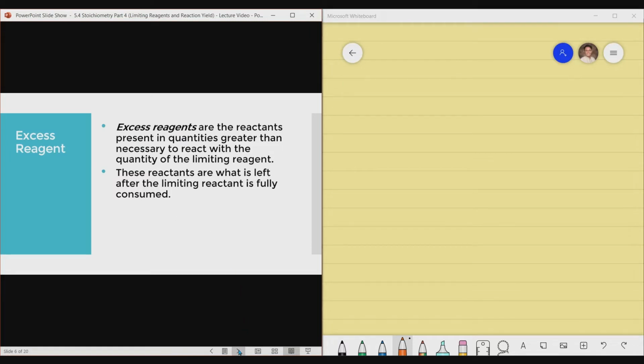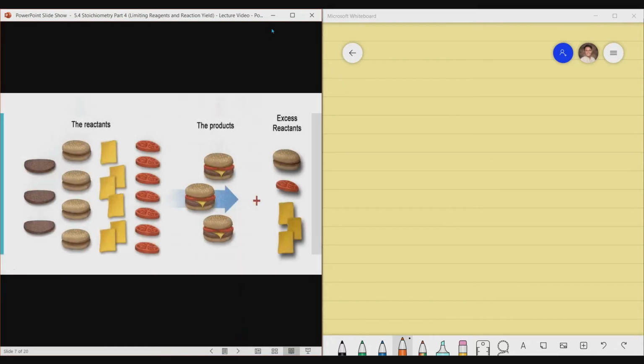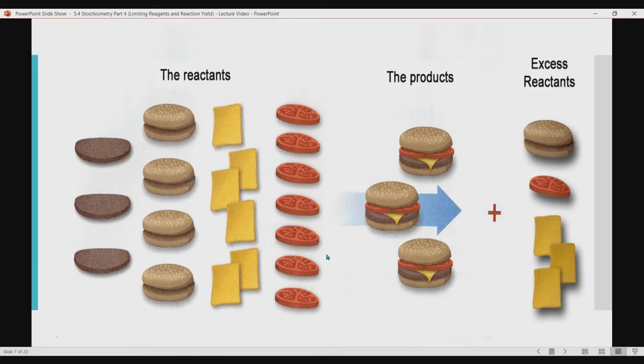Okay? To further understand, let's have this illustration. Say for example, you have here your patties, pair of buns, and then the cheese and your tomatoes here. Not potatoes, but tomatoes rather, okay? These are your reactants. Now, among the 4 ingredients, alamin natin kung alin ang limiting.